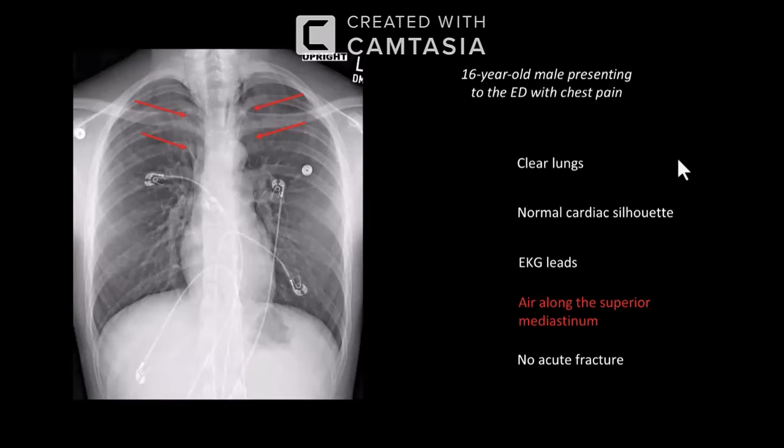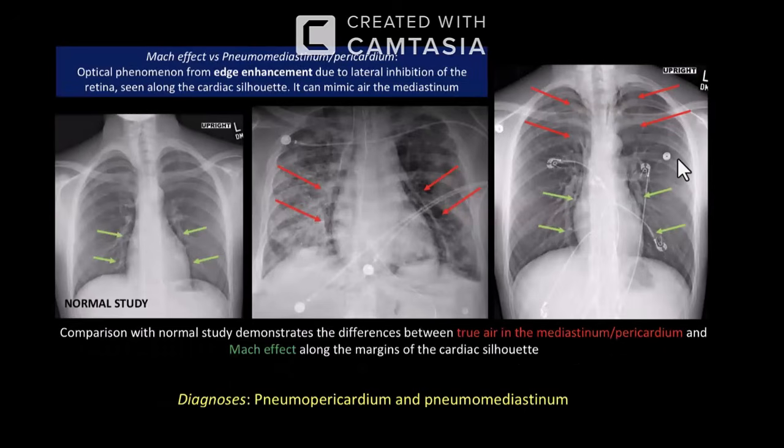So that's what I was talking about: Macklin effect versus pneumomediastinum versus pneumopericardium. This is a case where it mimics some sort of pneumopericardium, but how do I differentiate between these two, Macklin effect versus the real pneumopericardium? Usually it will be a thin line.